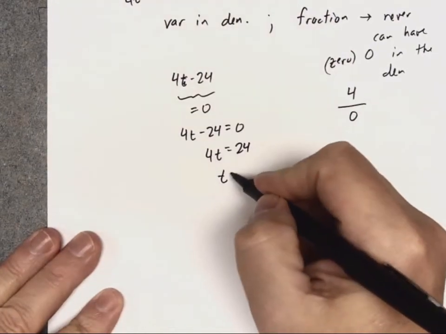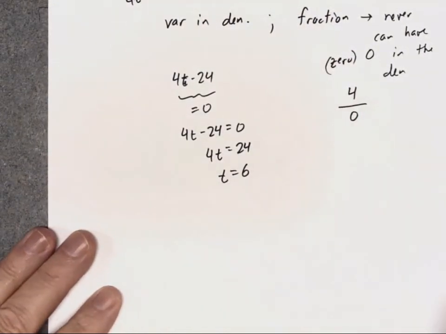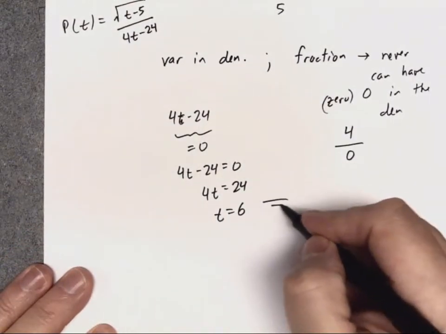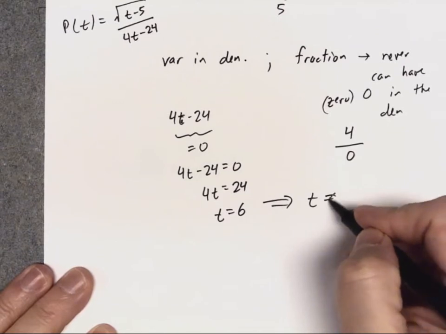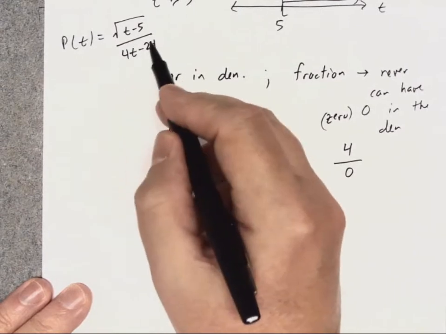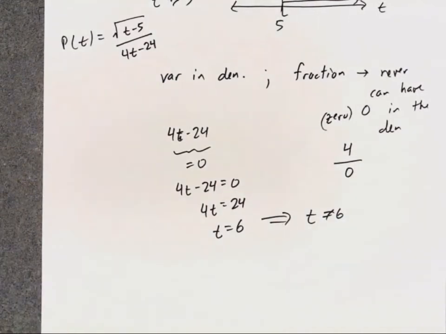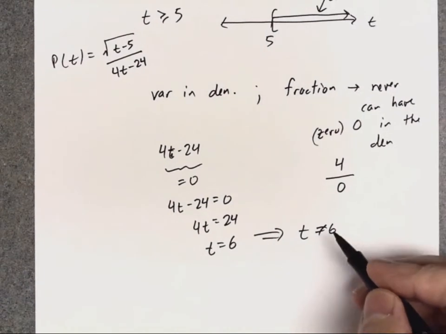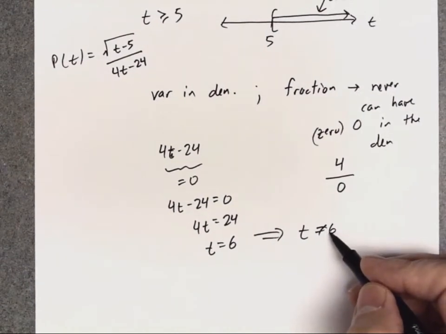So if I solve for t, turns out t is 6. You know what that really means? It really means t cannot equal 6. Because if I plug a 6 in here for t, you know what happens to my denominator? It equals 0, and I can't have a 0 in the denominator of a fraction. So what I figured out is, because of this variable in the denominator, t cannot equal 6. So what I say is, the number 6 is not in my domain.